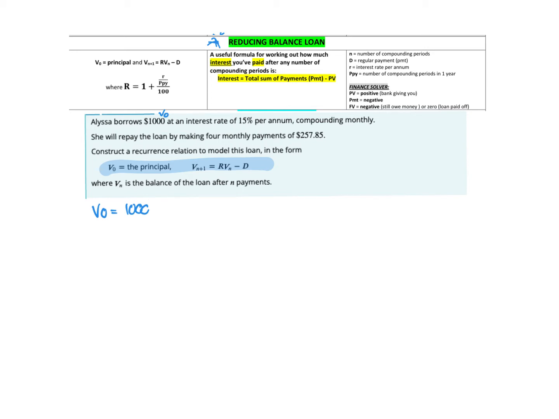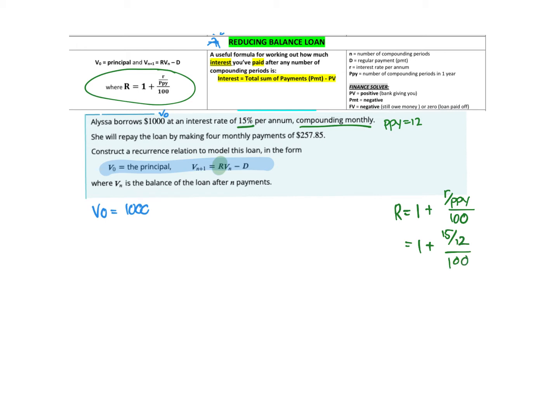We need to work out this R value in here, so we'll just do it over the side. Up here, if we look in our formula sheet, it's telling me how to do it. So R is 1 plus the rate over PPY over 100. So in this example, it'd be 1 plus, now the rate is 15, and the PPY is 12 because it's compounding monthly and there's 12 months in the year. So we do that. Okay, so I get 1.0125, so that's my R.